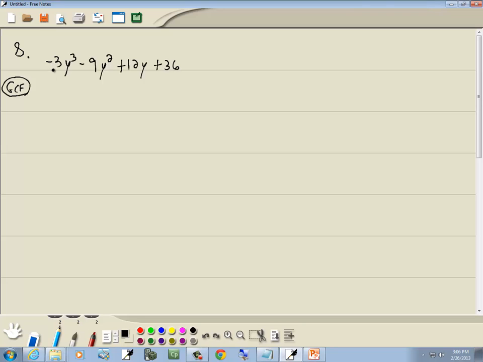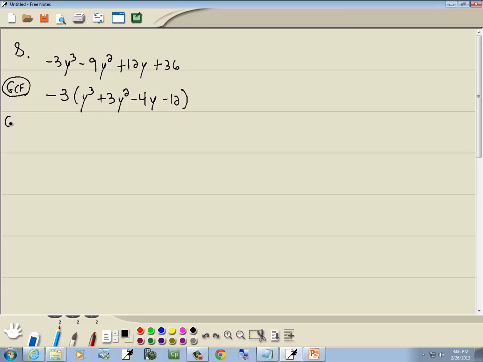So I'm going to factor out a negative 3, since they're all divisible by 3. That gives me y to the third. Negative 9 divided by negative 3 gives us a positive 3y squared. 12 divided by negative 3 is negative 4y. 36 divided by negative 3 is negative 12.